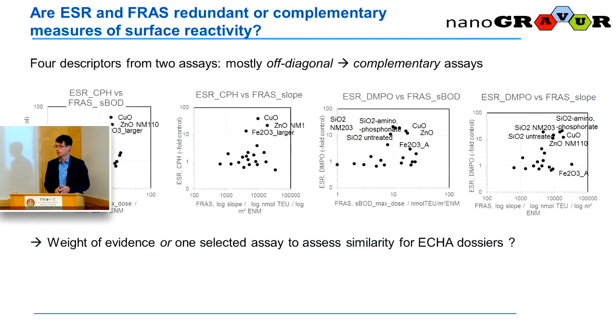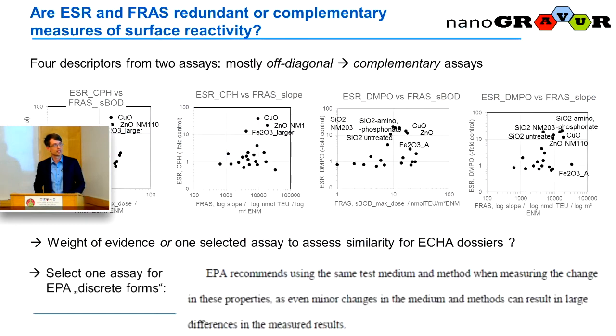But of course, you want to know how it compares to other assays. So here's a cross correlation between the FRAS and the ESR assay. We have 2 ways of evaluating FRAS, 2 ways of using spin traps in the ESR. I don't want to go into details. The key message here is that it's not a diagonal, which means that these assays are not interchangeable, but they are complementary. One of them might be blind for one material, one of them might be very sensitive for another material. So potentially we will have to build a weight of evidence approach to assess surface reactivity, at least for something more complicated like ECHA dossiers.